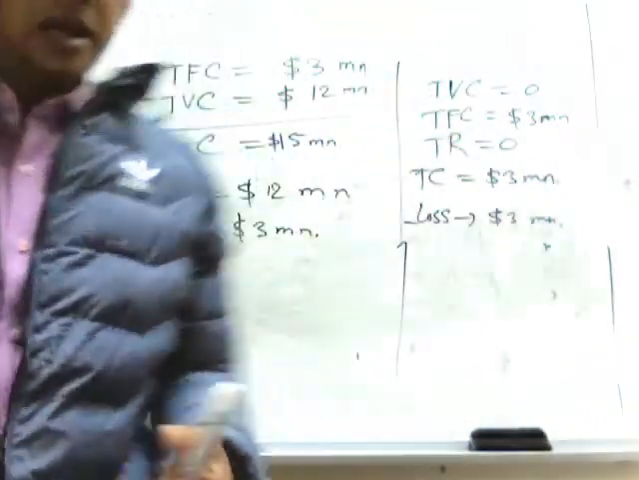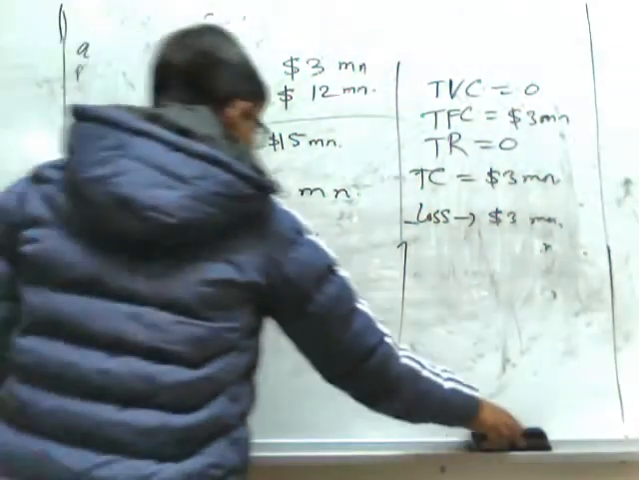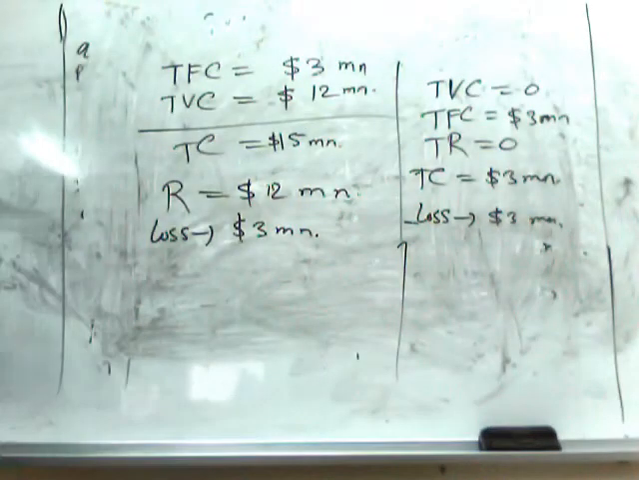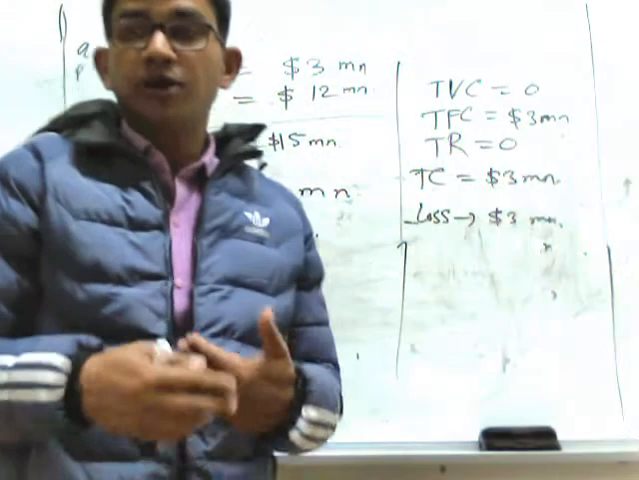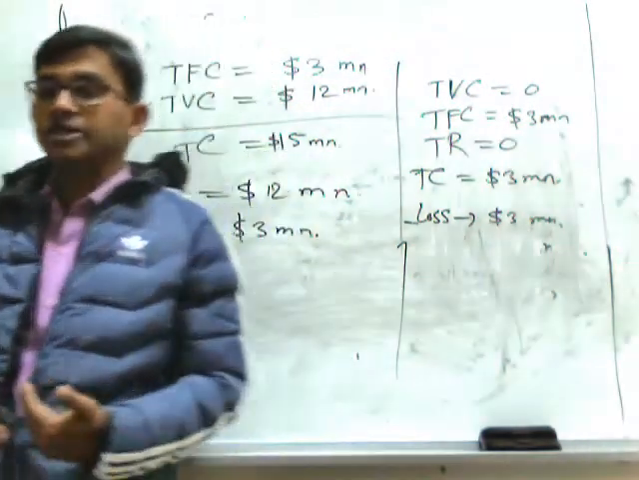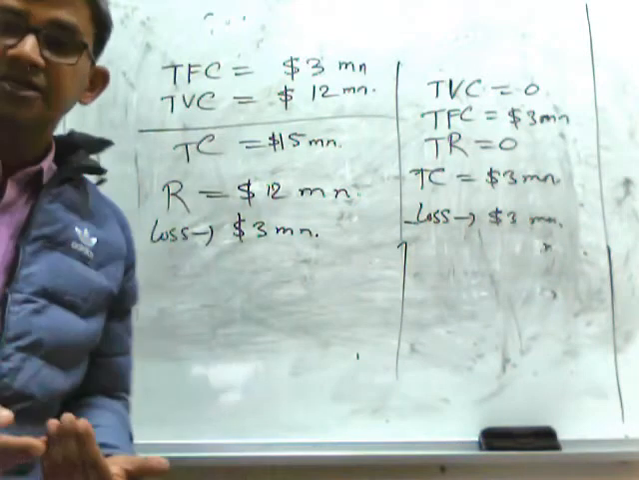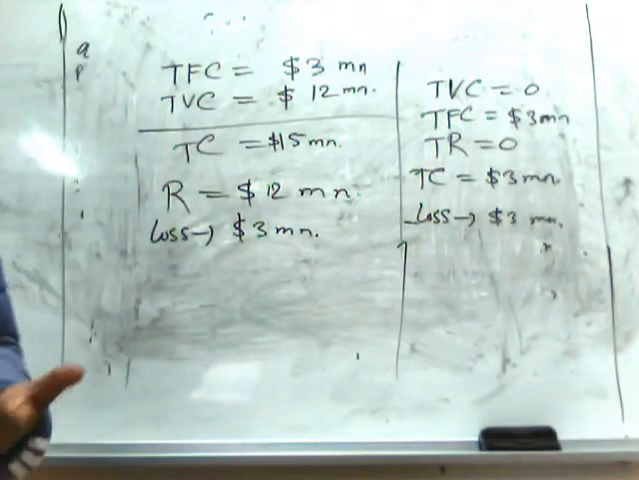Now we will consider another case. So what we see is, if in the short run the total revenue is exactly equal to total variable cost of production, the firm may stay in the market, the firm may leave the market, but the result will remain the same.